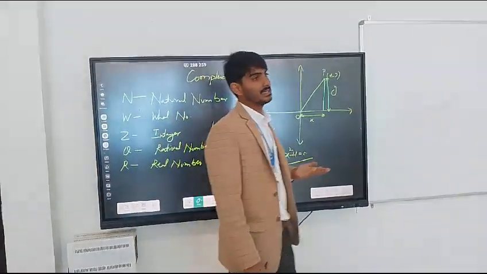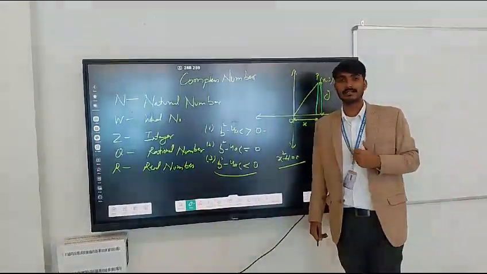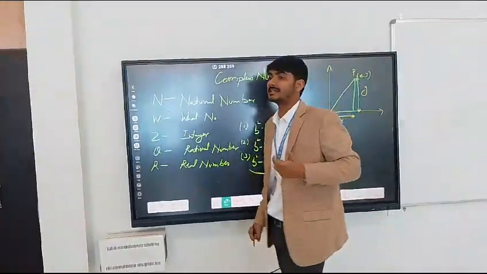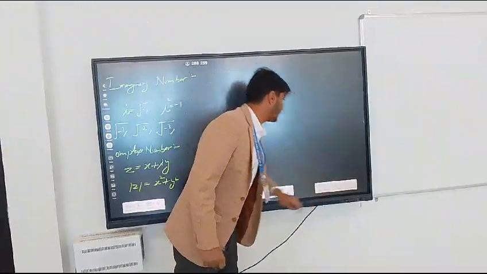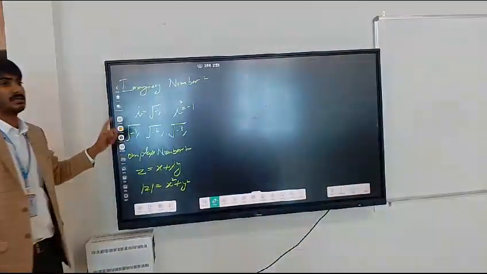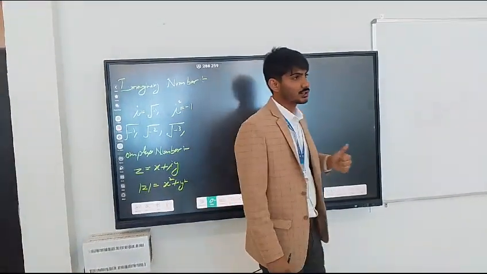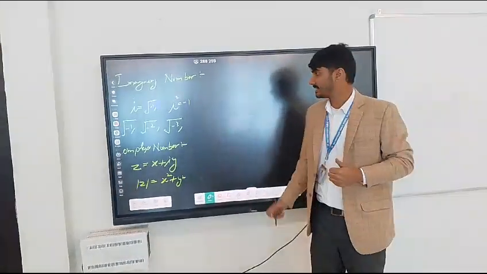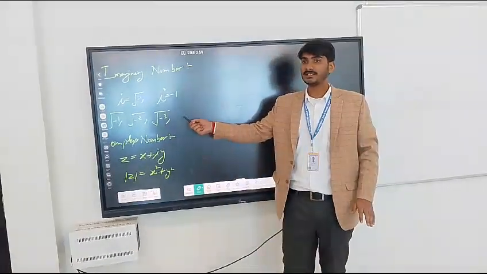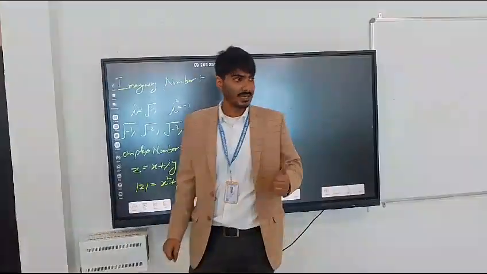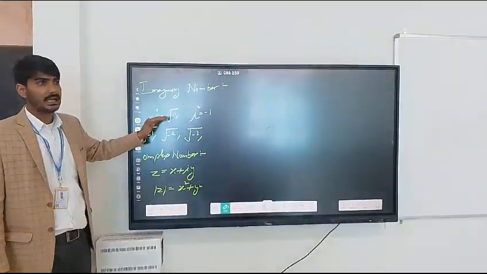So in complex numbers, first of all we have imaginary numbers. Before studying complex numbers, the first definition is the imaginary number. So what are the imaginary numbers? It is basically the square root of negative numbers. So they are the square root of -1, square root of -2, square root of -3. These are the imaginary numbers. The square root of negative terms is called an imaginary number.